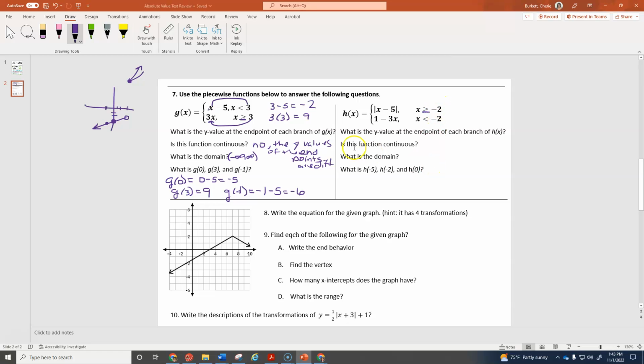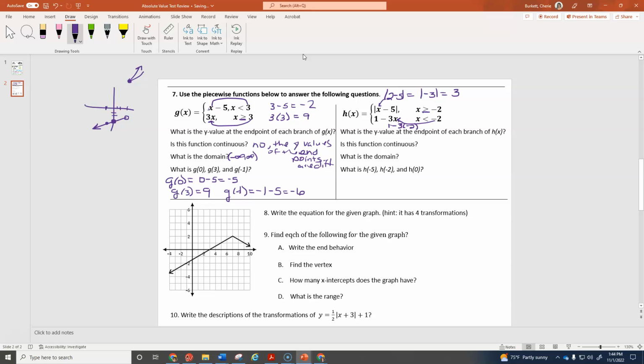To find out if it's continuous, I'm going to plug 2 into both of these. I'm going to plug 2 in right here. So I'm going to get the absolute value of 2 minus 5. 2 minus 5 is negative 3, and the absolute value of negative 3 is 3. I'm going to plug in negative 2 right here. So I have 1 minus 3 times negative 2. A negative times a negative is a positive.